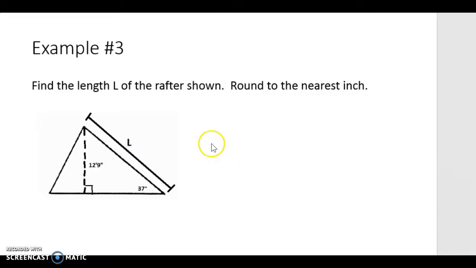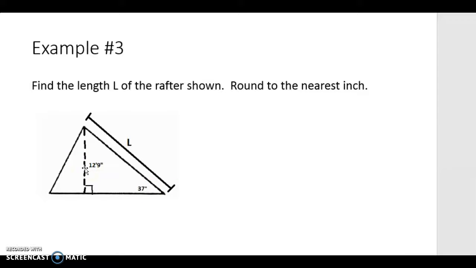And then let's look at a more real world type question. So here they're asking us to find the length of the rafter shown. That would be this L here, round to the nearest inch. Well, we basically have a right triangle that's formed here with the height, because the height meets the base at a 90-degree angle. And we know one of the acute angles and we know one of the sides.